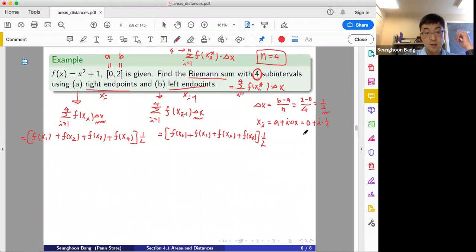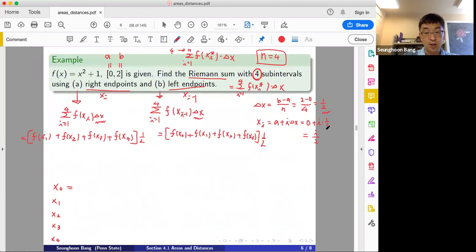So x_i is here. So let me see. You need to find this kind of answer. You need x0, x1, x2, x3, x4. Other like x0, you can plug 0 into i.